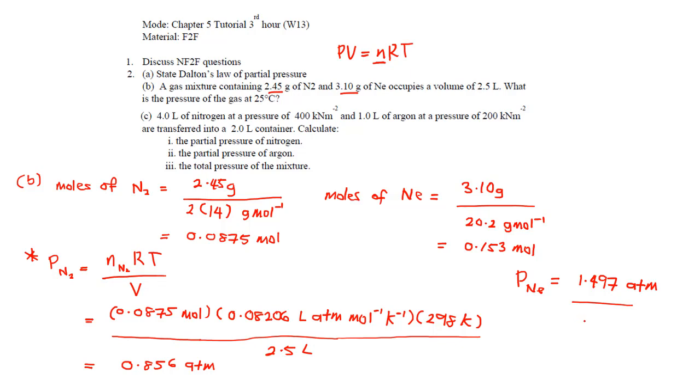So finally what we have to do, we have to find the total pressure. Like I told you, we add up the partial pressures, which is the partial pressure of nitrogen gas plus the partial pressure of neon, which is 0.856 atm plus 1.497 atm. So your final answer that you should get is 2.35 atm.